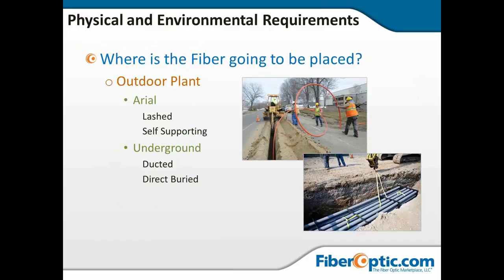Now we've got to ask another question. Where is the fiber going to be placed? Aerial, it's either going to be lashed or self-supporting, or like these drawings, are we going to have underground cable? Are we going to use a single interduct like the picture on the top? Or are we going to use a duct bank of rigid PVC between our manholes, as you see in that lower picture? Or are we going to direct bury?